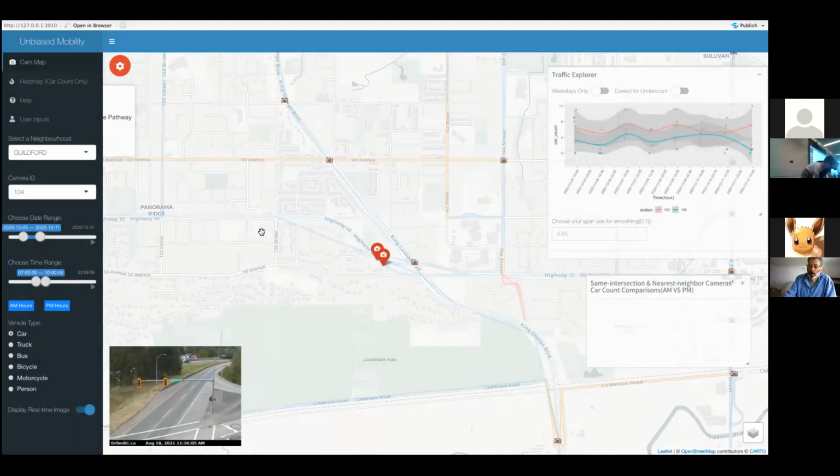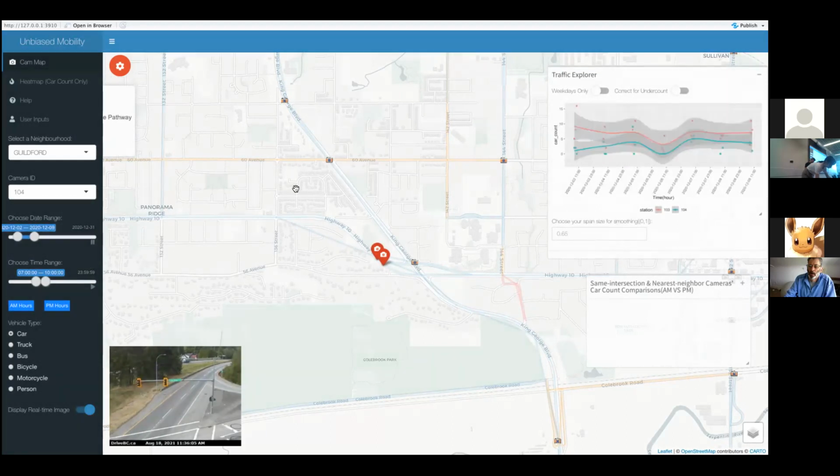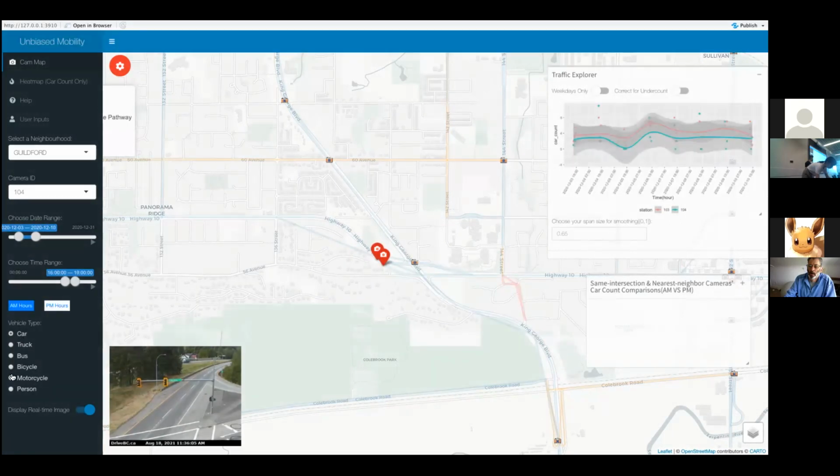The user will be able to adjust the date range and time range to see a specific pattern over time. Say I want to filter on the first week of December, and we can also see a trend. You can also see the car count changing over time. If you're interested in the AM and PM rush hours, you can do these quick actions, and we can also filter on different vehicle counts here.